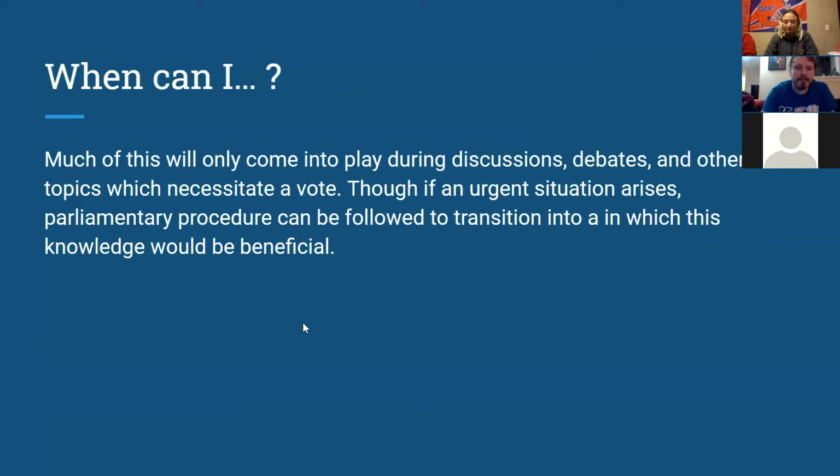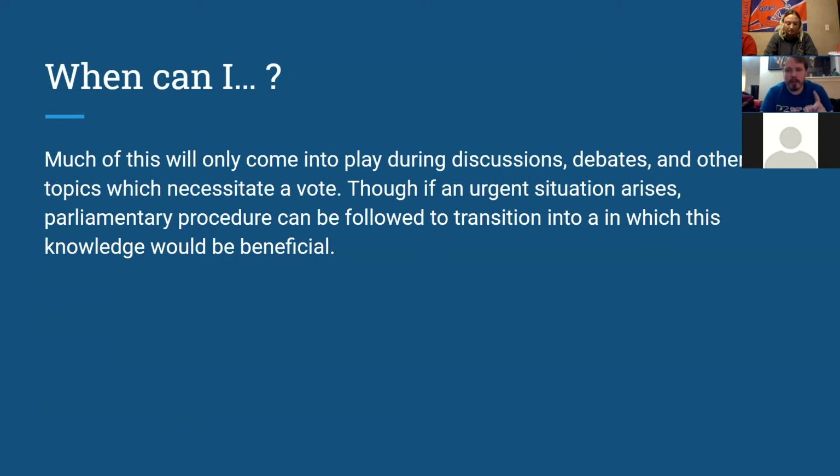So when can you do any of this? Much of the time, the separate sessions have been laid out in advance, agenda-wise. Usually the first and second separate sessions are reserved for giving announcements, giving information, and officers giving their reports. So most of this will come into play during the last separate session or the last two separate sessions and the final joint session.